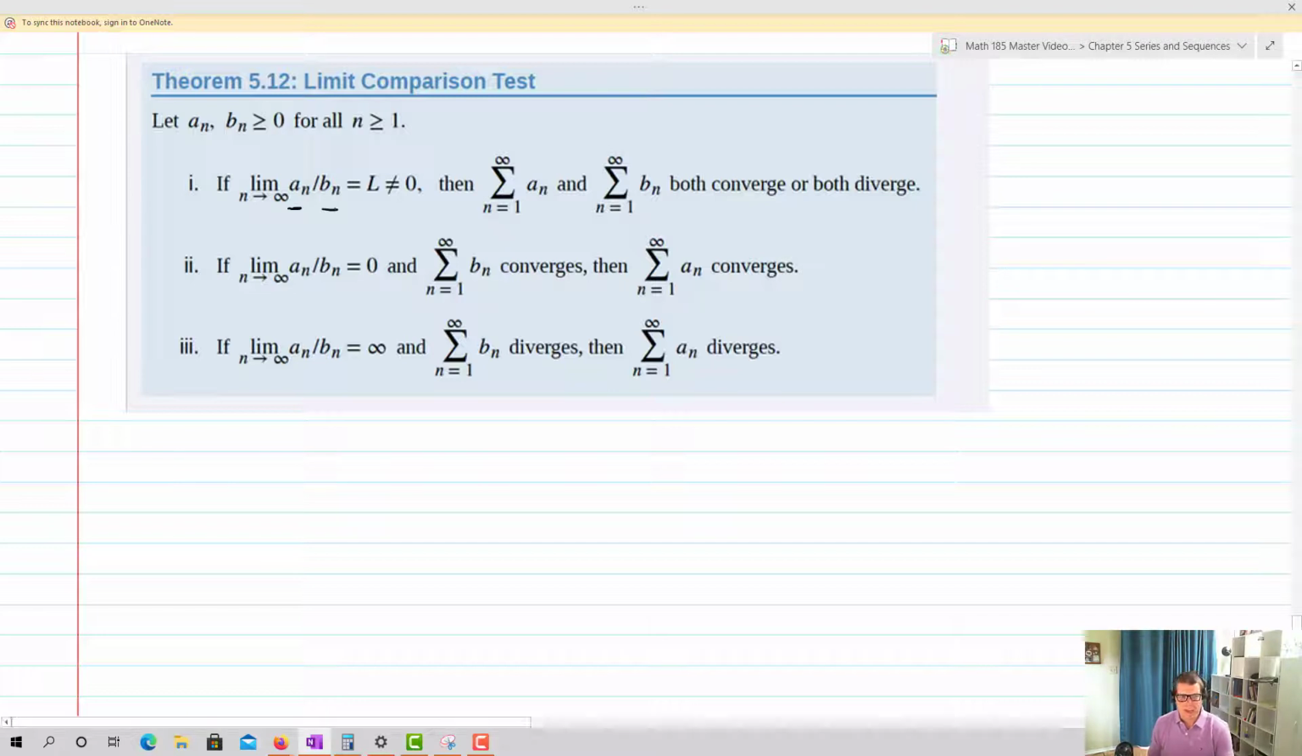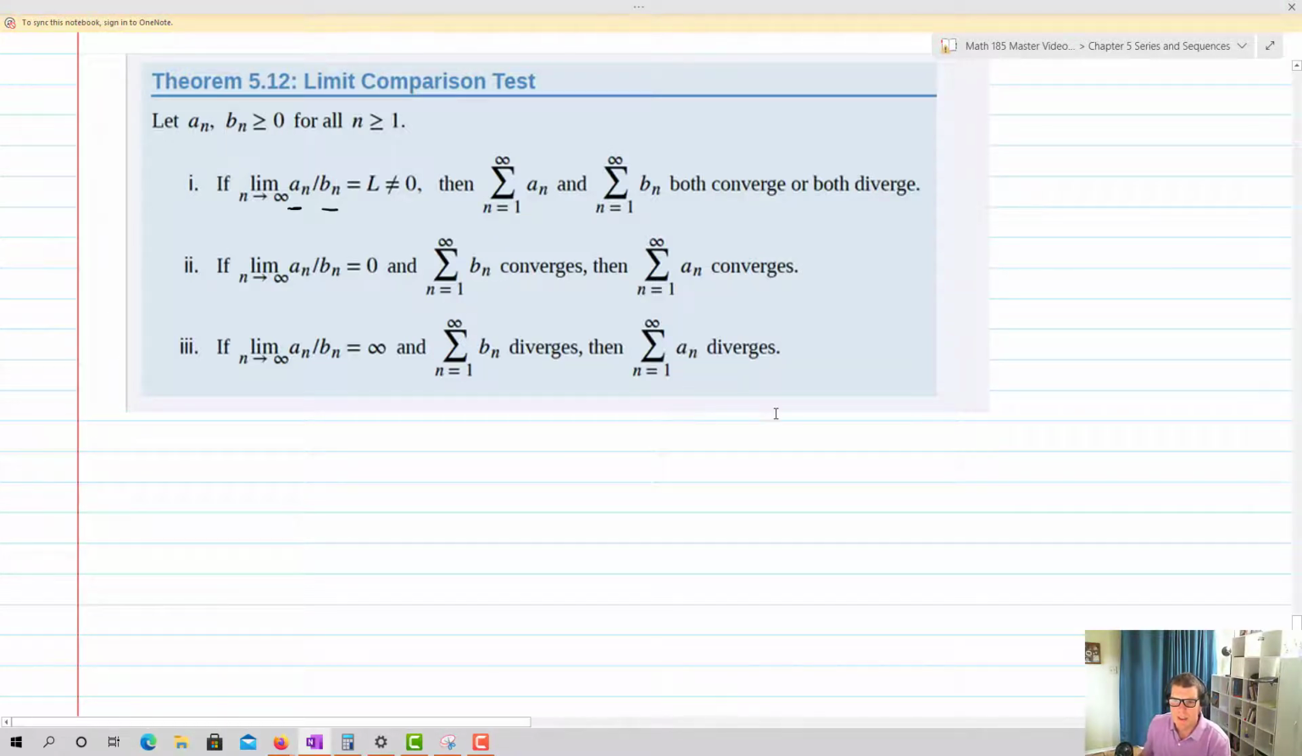And then number 3, if the limit as n goes to infinity of a sub n over b sub n is equal to infinity, and the sum n equals 1 up to infinity of b sub n diverges, well, b sub n is now growing slower than a sub n, because a sub n is dominant here. It's growing bigger. That's why we're going up to infinity. And so that means that the sum n equals 1 up to infinity of a sub n is going to diverge.